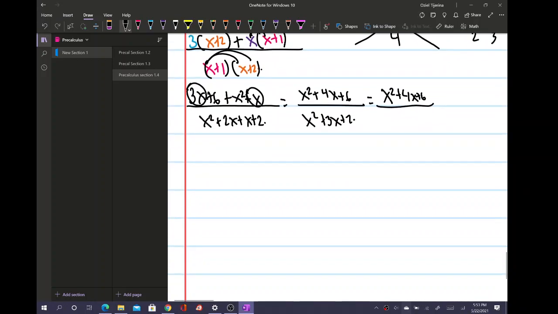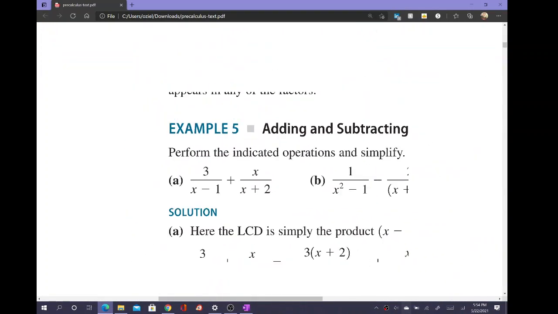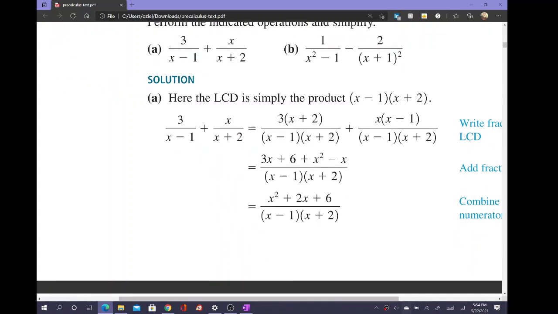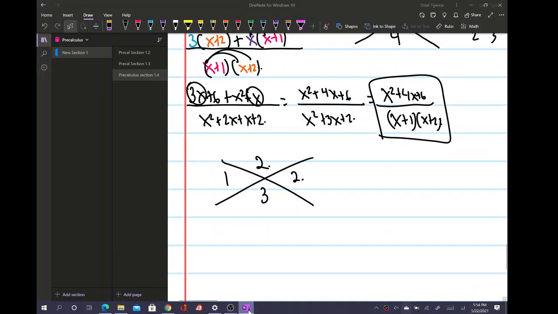Now the bottom is another story. The bottom, so 1 times 2 is 2, and then we have the b term, 3, so two numbers that multiply to 2 and add to 3 are 1 and 2. And we can say that this is x plus 1 times x plus 2, right? And that would be our answer. Right, so this is exactly what they got here. X squared plus 2x plus 6 over x minus 1 times x plus 2.